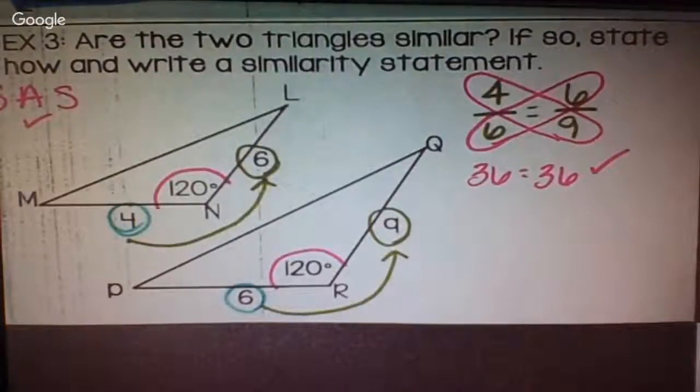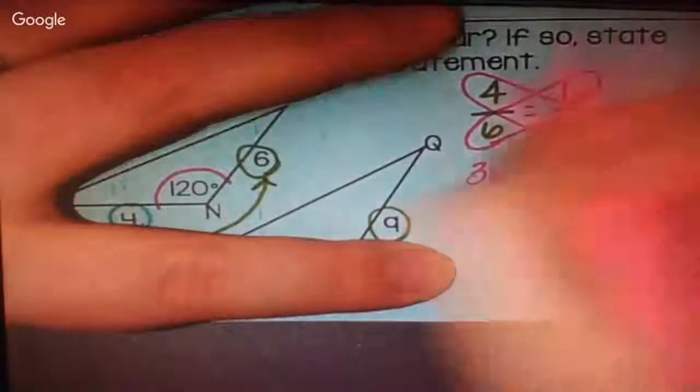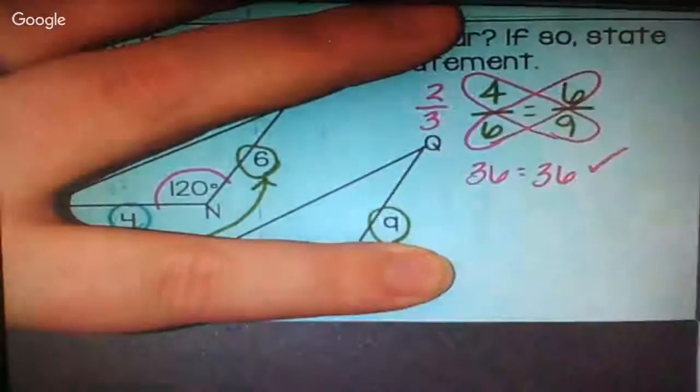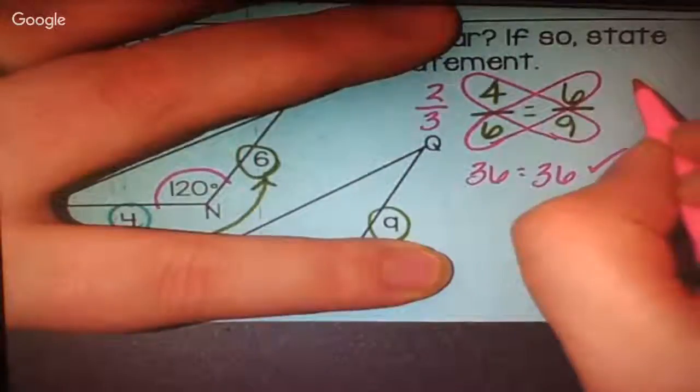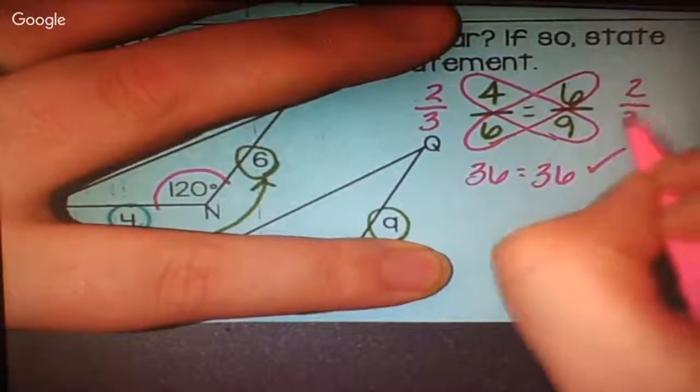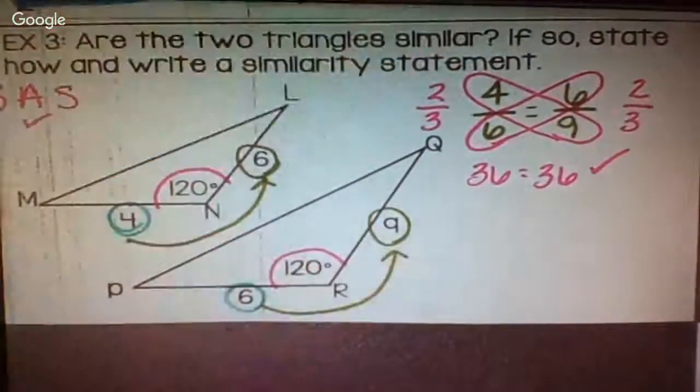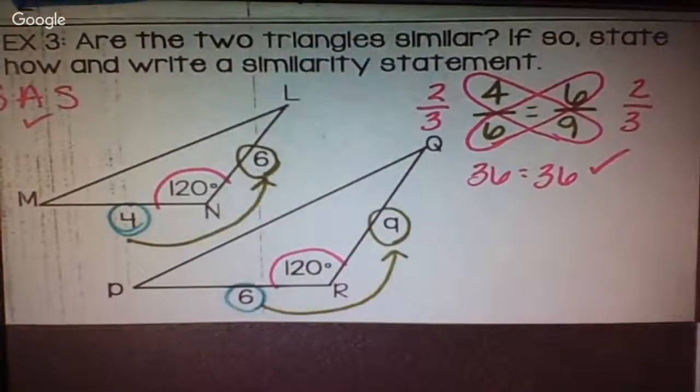Okay. So Elijah said, is there another way to do this? Yes. What does 4 over 6 reduce down to? 2 over 3. What does 6 over 9 reduce down to? 2 over 3. Does 2 over 3 equal 2 over 3? Yes. So that also works. If you can reduce them down, if you're better at dividing and you can reduce them down to see if they're equal, that's another way to do this. Whatever is better for you.